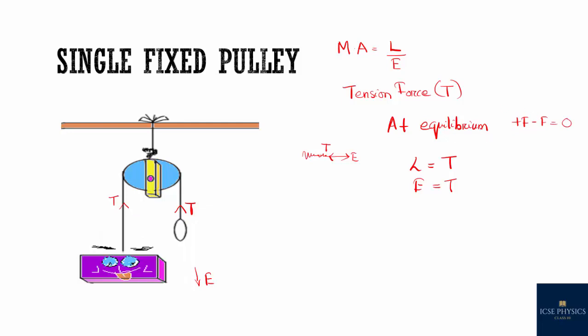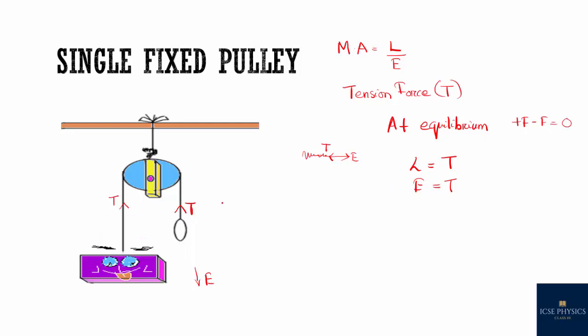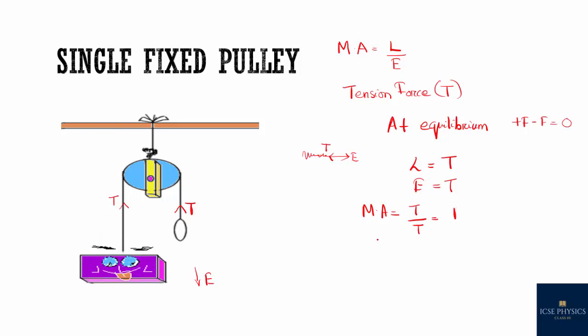So at equilibrium or balance position, the load is balanced by the tension force and the effort is also balanced by the tension force acting on the string. So what will be the mechanical advantage here? Mechanical advantage is load by effort. Load is T, effort is also T. So what will be the mechanical advantage? It's 1.